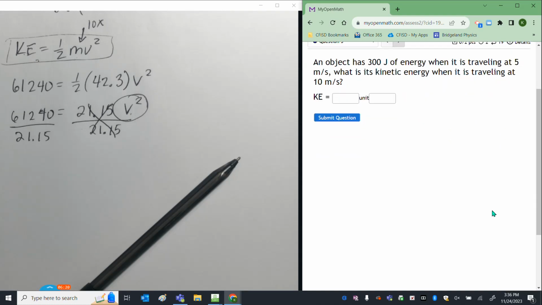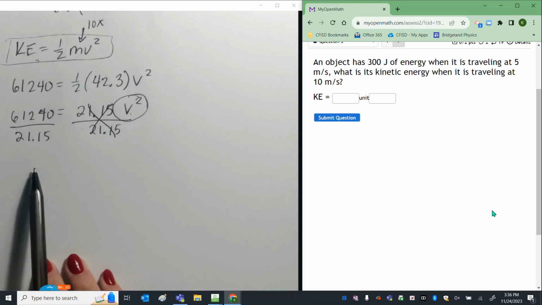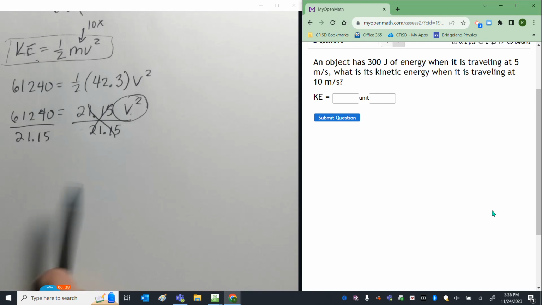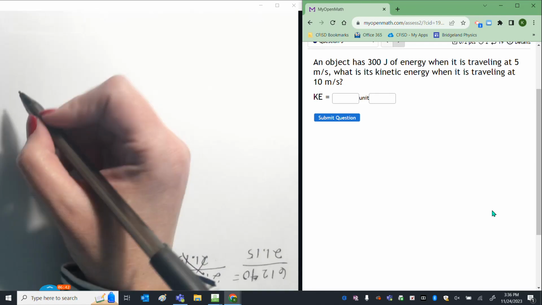Question 5 says, an object has 300 joules of energy when it is traveling at 5 meters per second. What is its kinetic energy when it is traveling at 10 meters per second? Again, this is really kind of a proportional reasoning thing. You don't have to do the math to get this, but you can. If you want to do the math, I'm going to show you that way first.